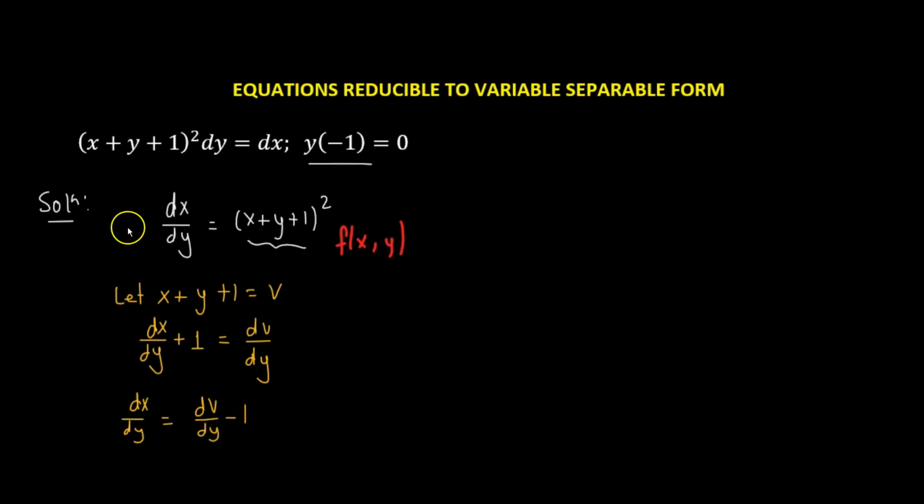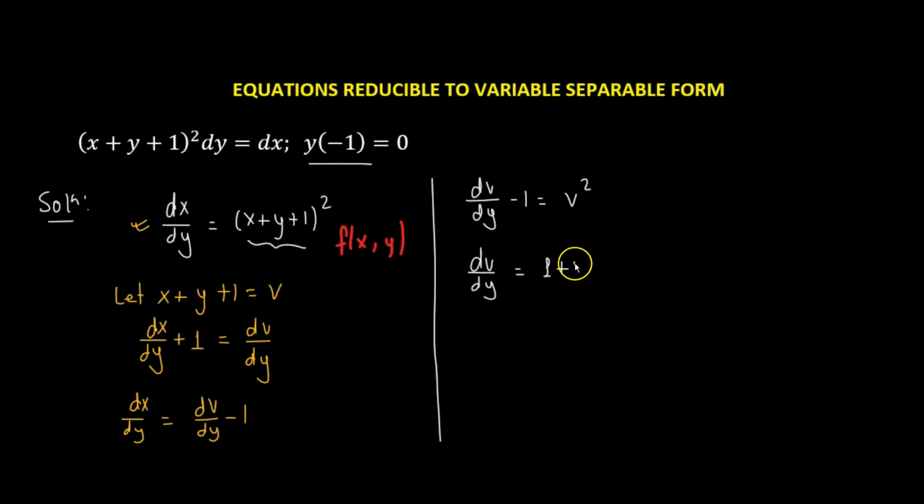Now we take this value and substitute it back into our original differential equation. So we will now get dv over dy minus 1 equals, so we have x + y + 1, which we have assumed to be v, so this will be v squared. So we have dv over dy equals 1 plus v squared. Now we can separate the differentials and rewrite this as dy equals dv over 1 plus v squared. Now you can clearly see that this is in separable form, so that means we can integrate both sides.